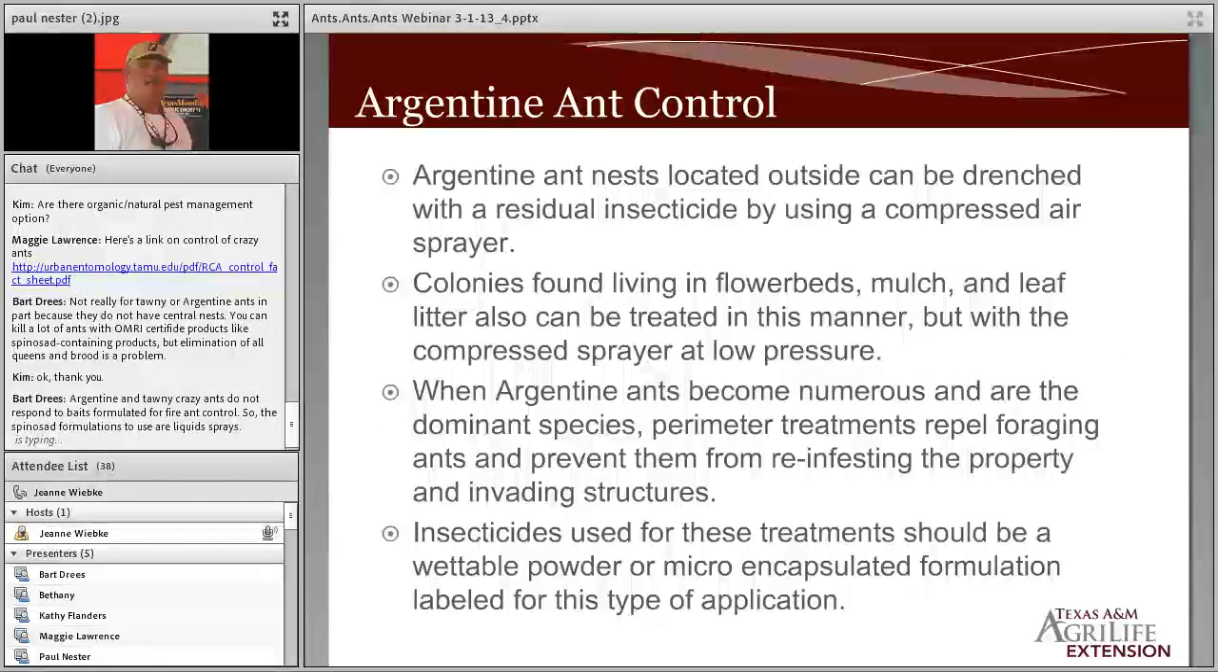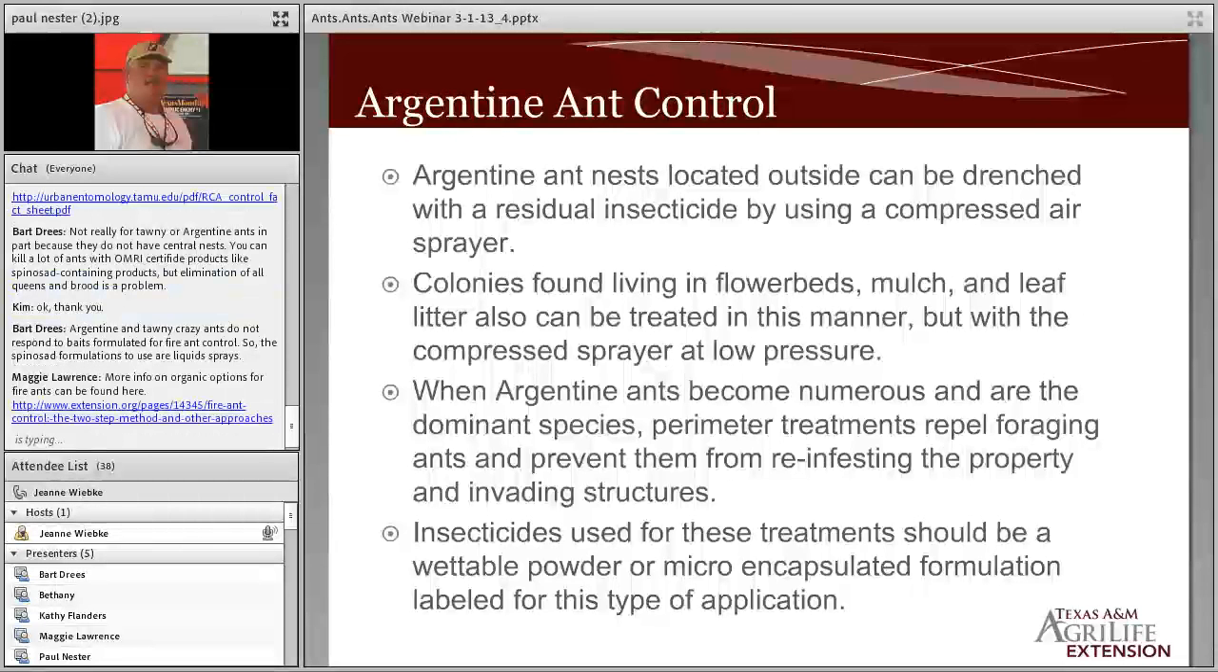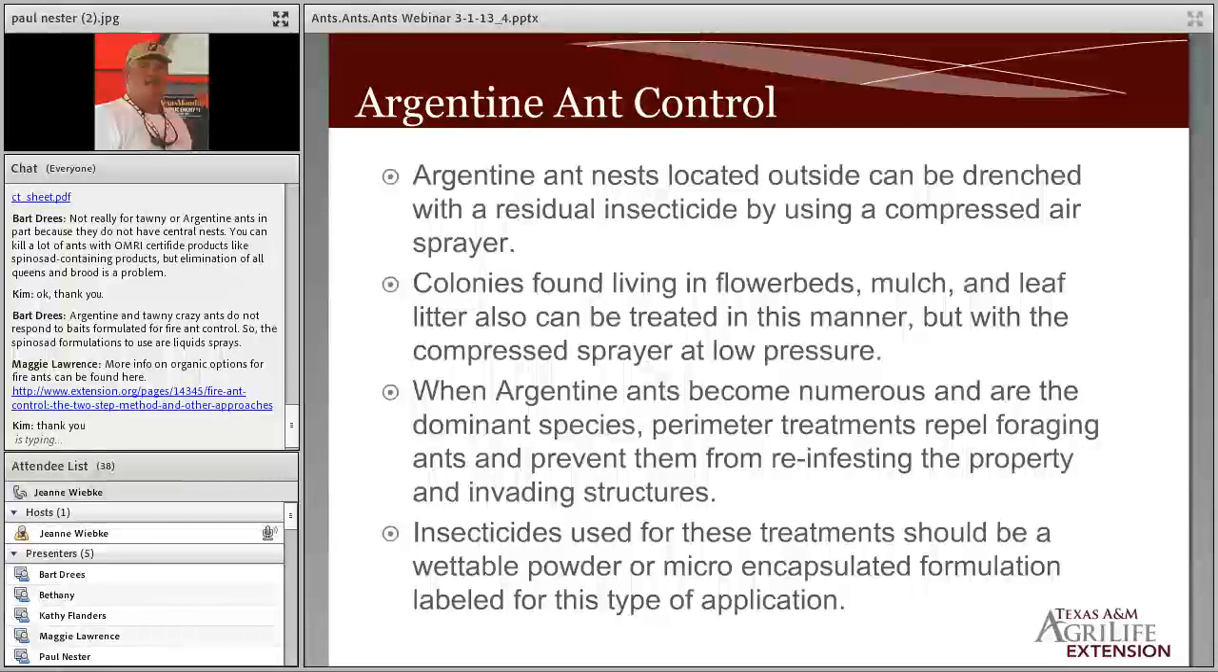We talk about Argentine ant control. The nests are located outside. They can be drenched with residual insecticide. All these ants are just insects, so any good insecticide will help control them. It's just getting the insecticide to the ants to make sure that you can control them. They can be treated by using a simple compressed air sprayer.